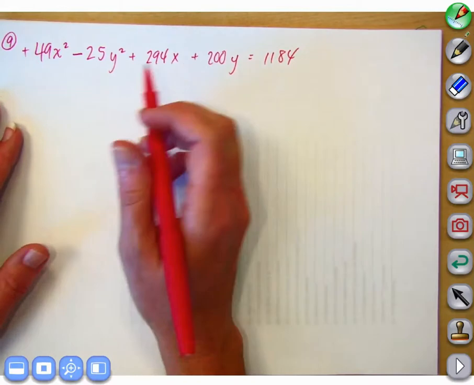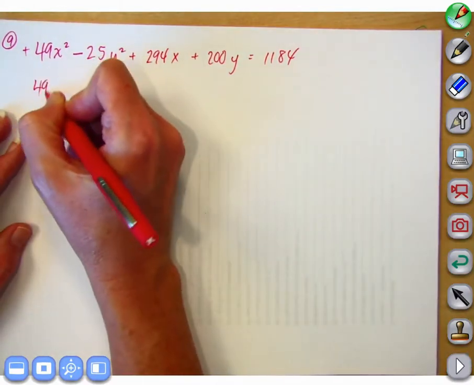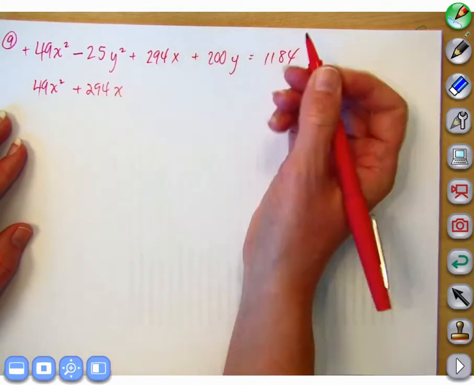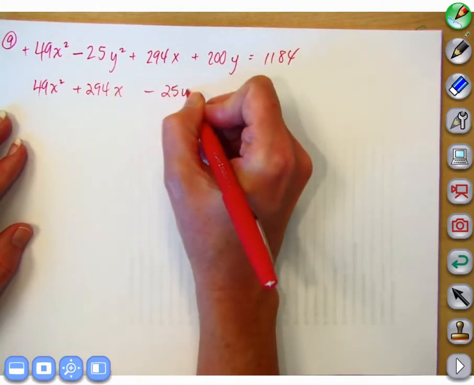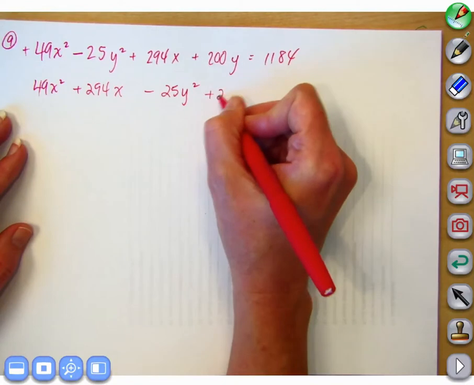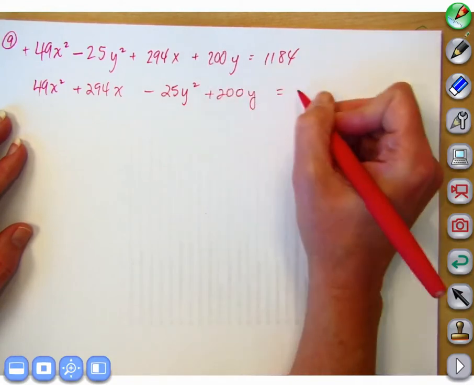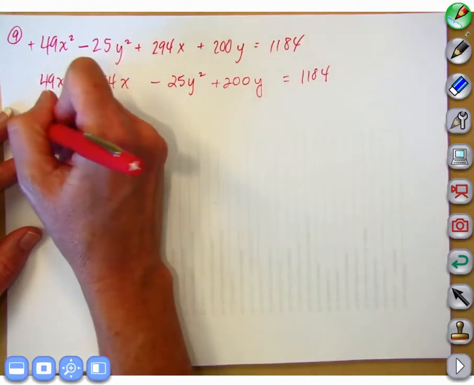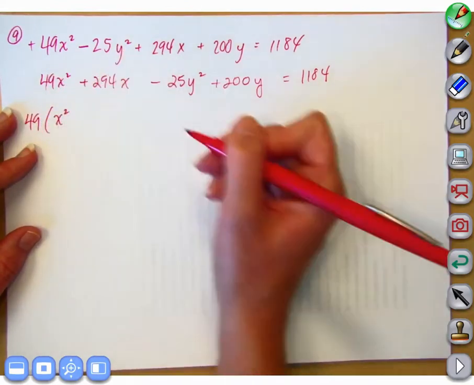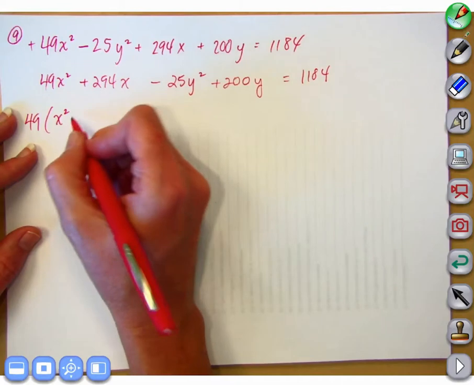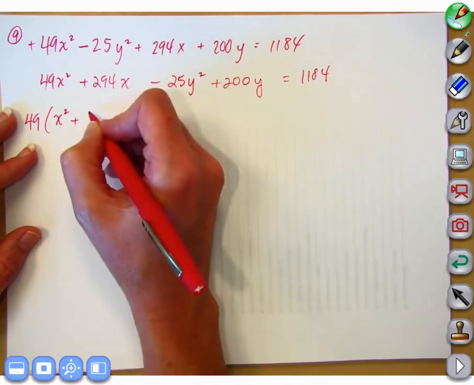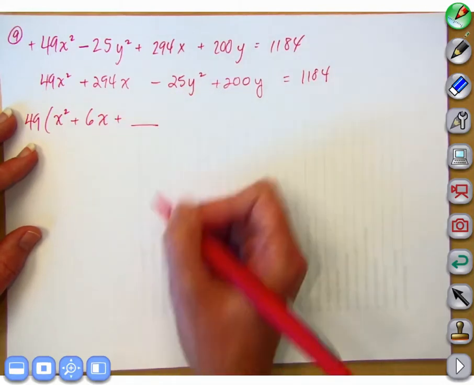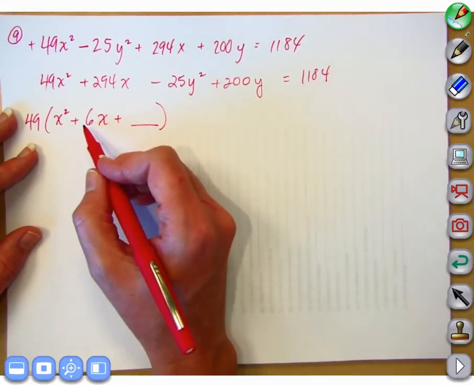So from here, we're going to clean it all up and get 49x squared plus 294x minus 25y squared plus 200y equals 1,184. Factor out the 49, and 49 times what is 294, boys and girls? 6x, and this is where we're going to complete the square. So half of 6 is 3.